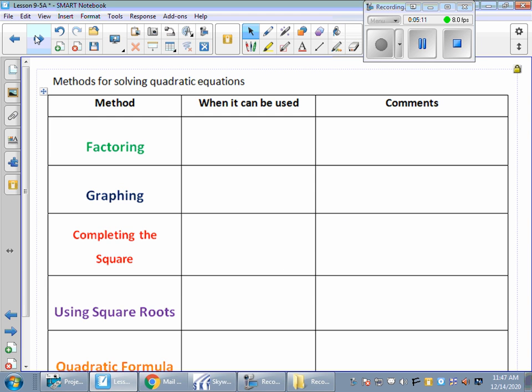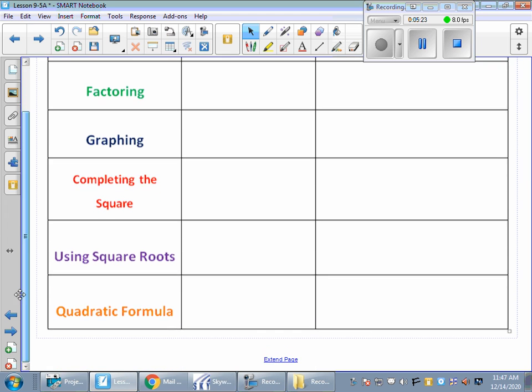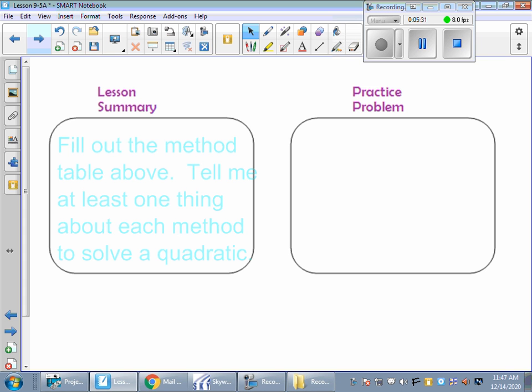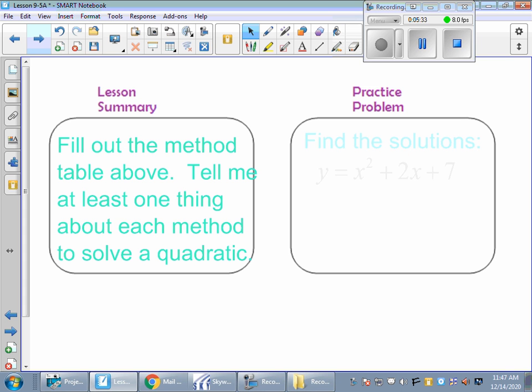So this is a chart that kind of goes through. If we were in class, this would be a different thing we could talk about. Factoring we just spent time with. The graphing is something I'm assuming you did last year. Completing the square, we're not going to cover that right now. Using the square roots is what we've done before, and the quadratic formula we introduced today. So lesson summary here, and a practice problem here, just to get an idea of where we're at and what we're going to do.